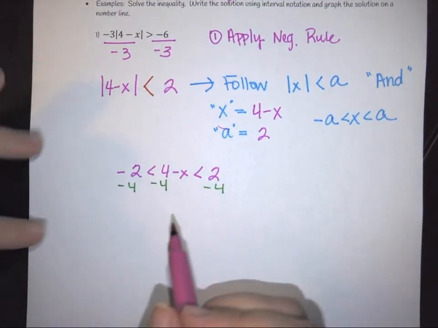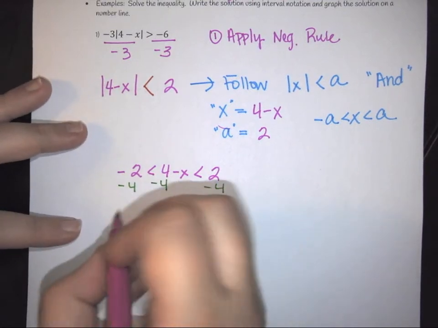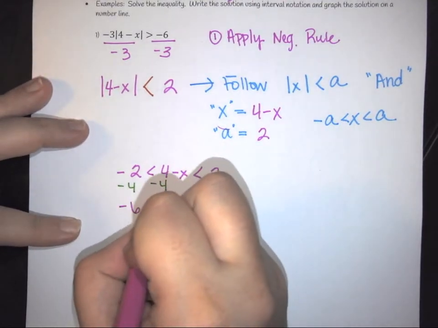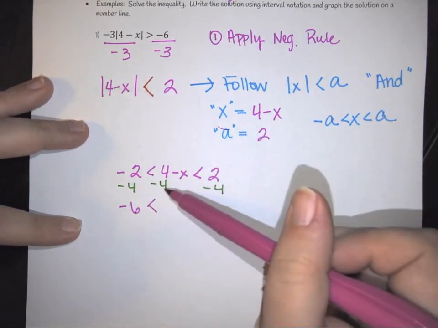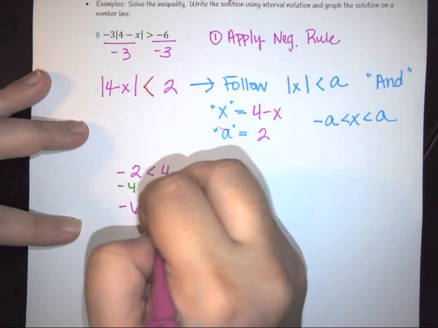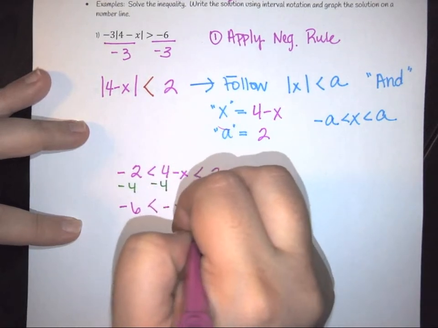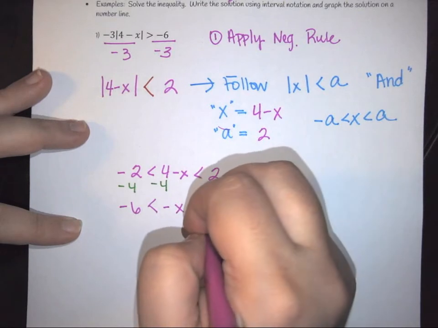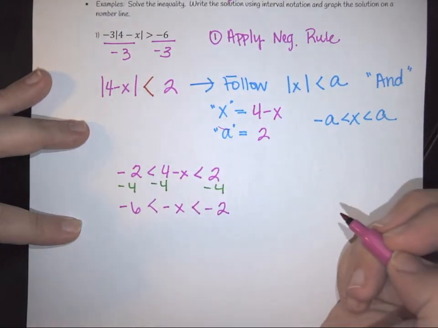And in doing so, negative 2 minus 4 is a negative 6. My sign remains the same because I'm not multiplying or dividing. I'm subtracting here. So this is a negative x. My sign remains the same. And then I have 2 minus 4 is a negative 2.